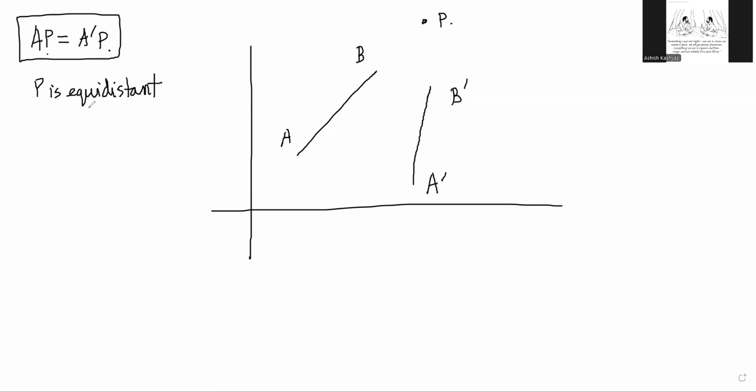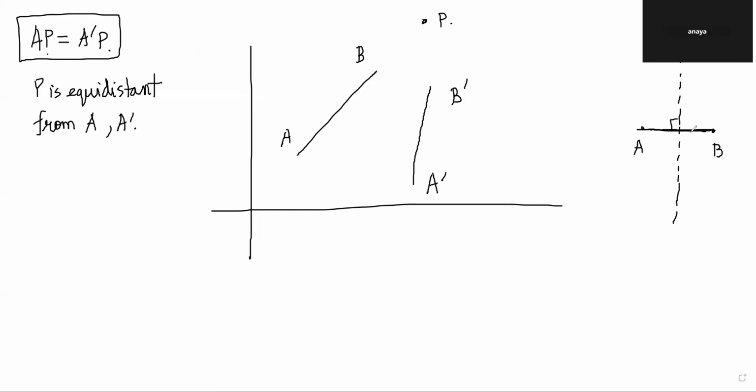What do you think? Where do you think P should lie from A and A dash? Anytime you have a point which is equidistant from two given points, that point lies on the perpendicular bisector of the two points. Do you understand what I'm saying? Oh, yeah, right.